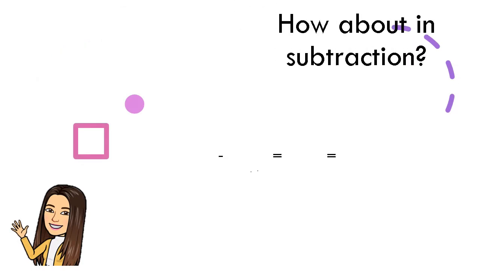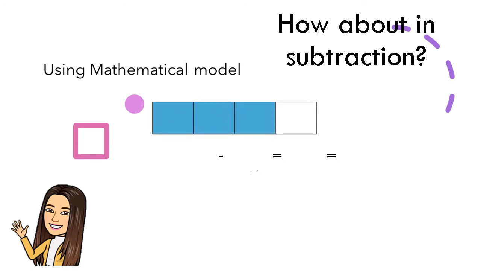Now, how about in subtraction? Subtraction of similar fractions. First is using a mathematical model. Suppose we have here 3 shaded parts out of 4 equal parts, and that is 3/4, minus 1/4. The answer is 2/4. 2/4 is not yet in the simplest form. So let's simplify, and that is 1/2.